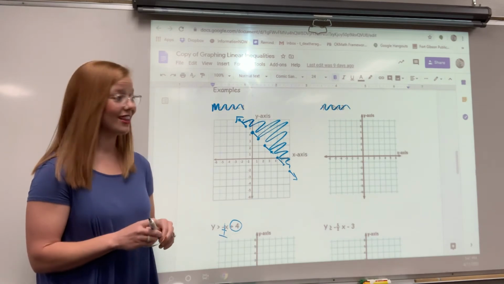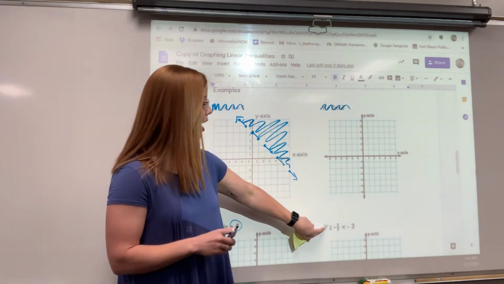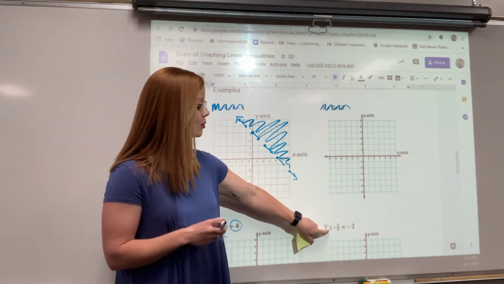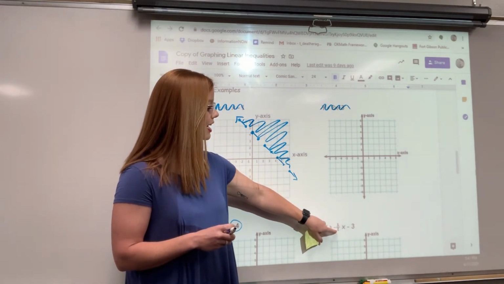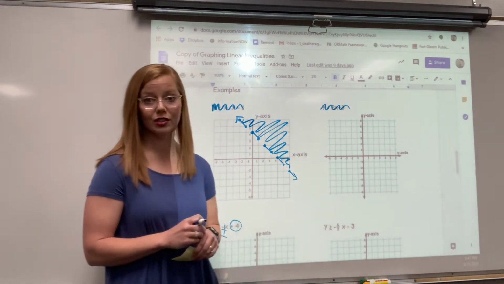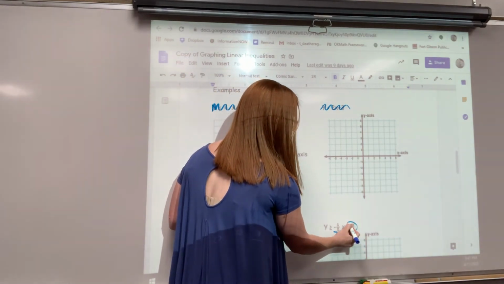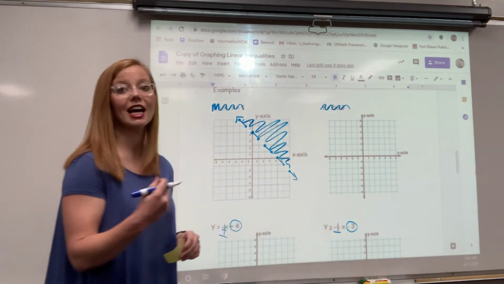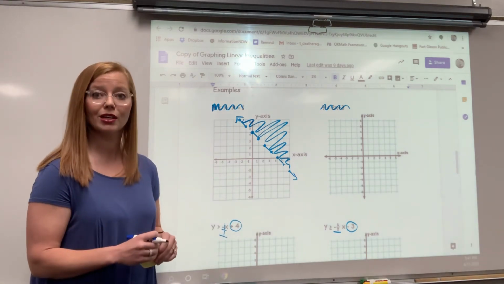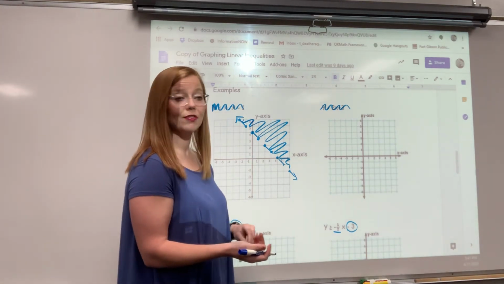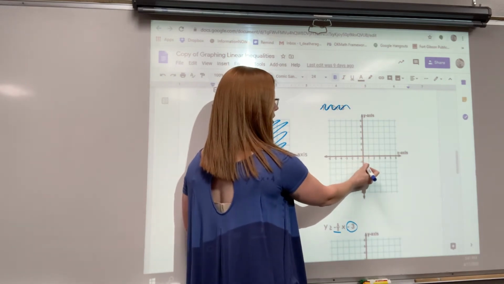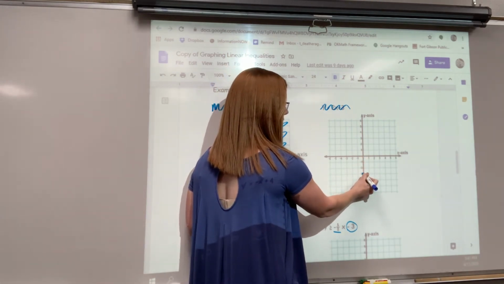Let's do one more together. If I look at y greater than or equal to -1/2 x minus 3, here's my slope. There's my y-intercept. Remember, the sign in front always goes with that number. So my y-intercept is -3. I'm going to go to my y-axis and go down 1, 2, 3, make a dot.